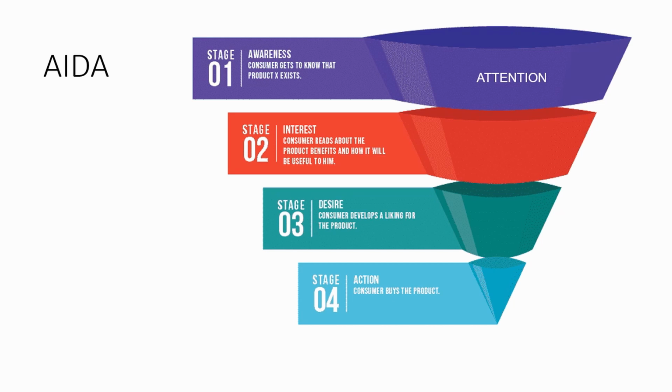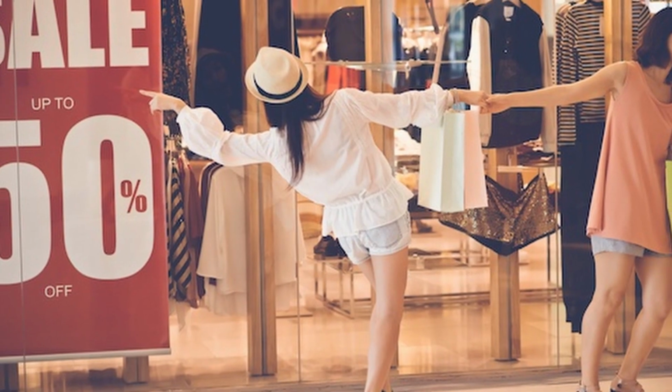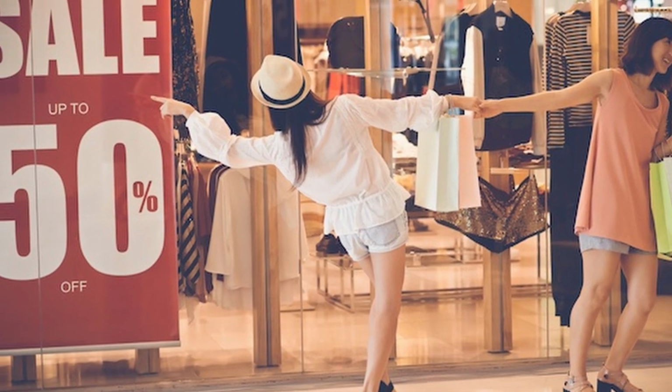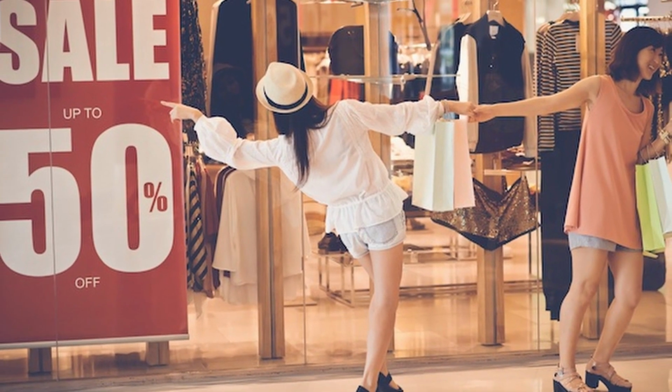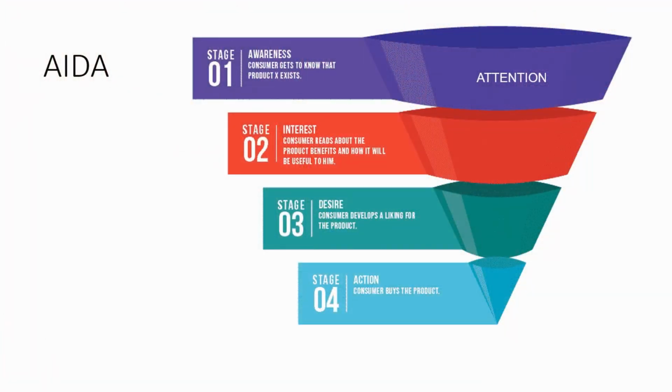Stage 2 is interest. So the consumer reads about the product benefits and how it will be useful to him, or the customer realizes that the product is advantageous to him. He realizes the benefits of the product, and probably the product offers a solution to a problem that he has.